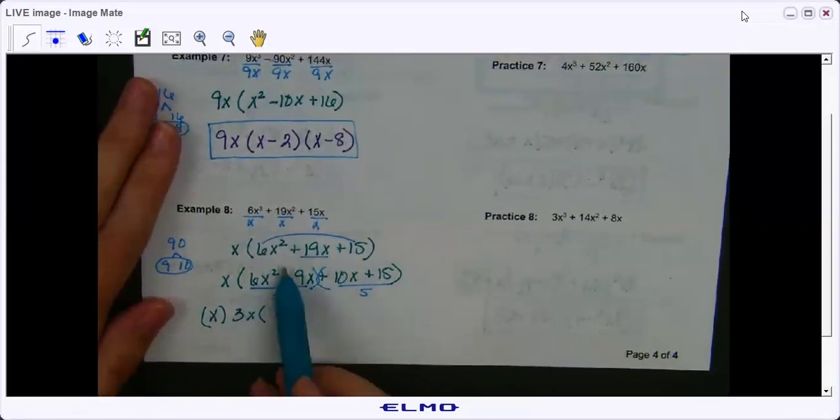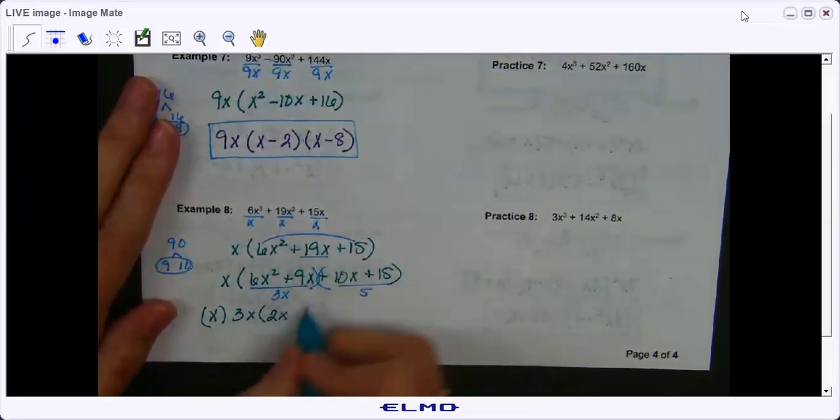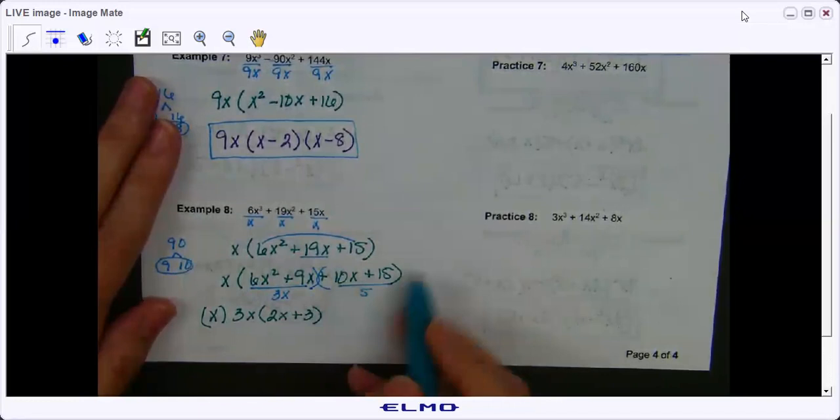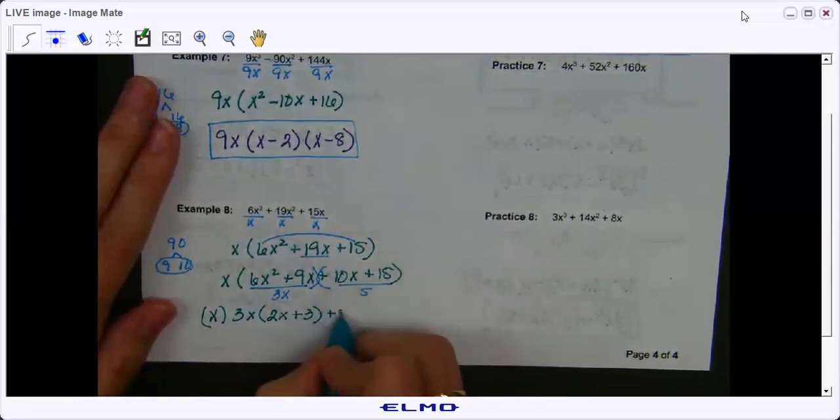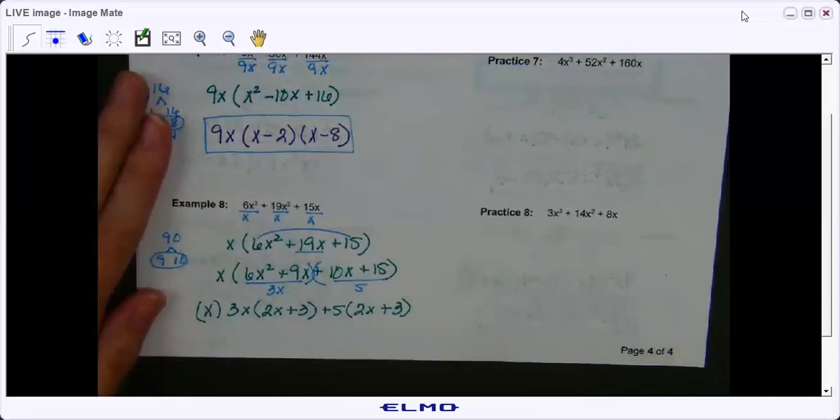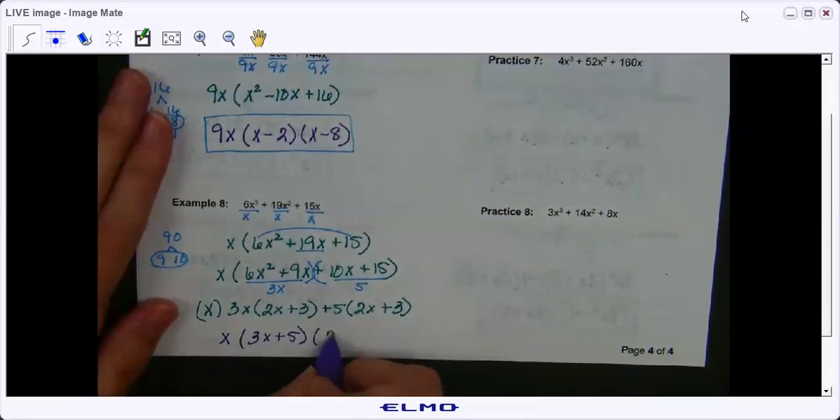And 6x squared divided by 3x is 2x. And 9x divided by 3x is 3. Then we have the GCF out of the second binomial. So positive 5. 10x divided by 5 is 2x. 15 divided by 5 is 3. So these are the same. So now we're going to write out our final answer. x times 3x plus 5 times 2x plus 3.